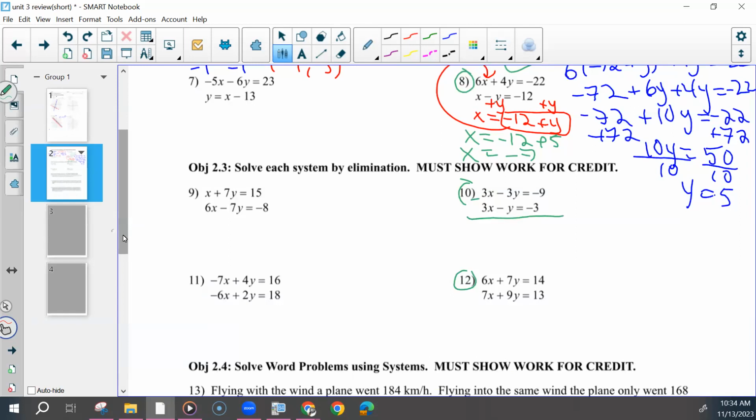And then we're subtracting everything. So 3x minus 3x would give us 0. -3y minus -y, be careful because of the negatives. That would really be -3y plus y, so -2y. Same thing with your constants: -3 minus -... would be -3 plus 3, -6. Divide both sides by -2, so that your y value is 3.